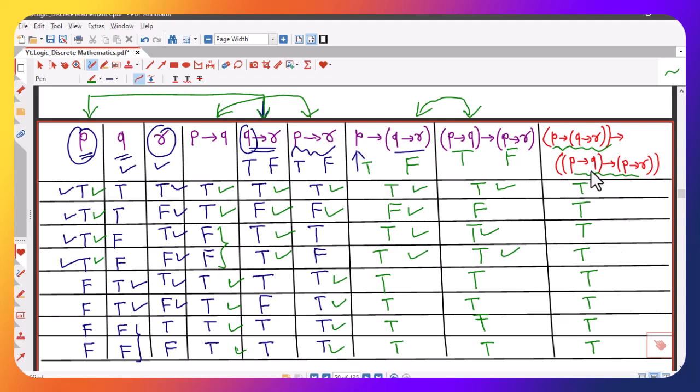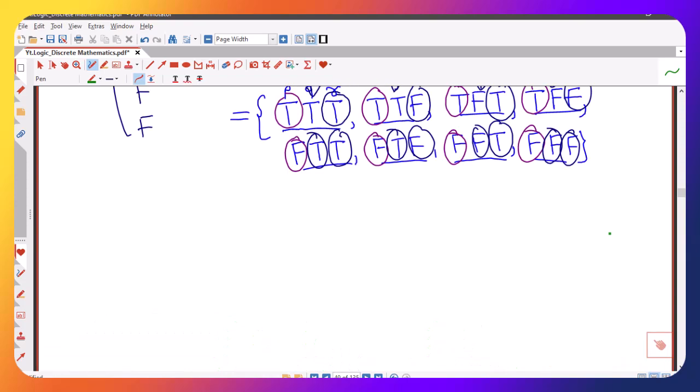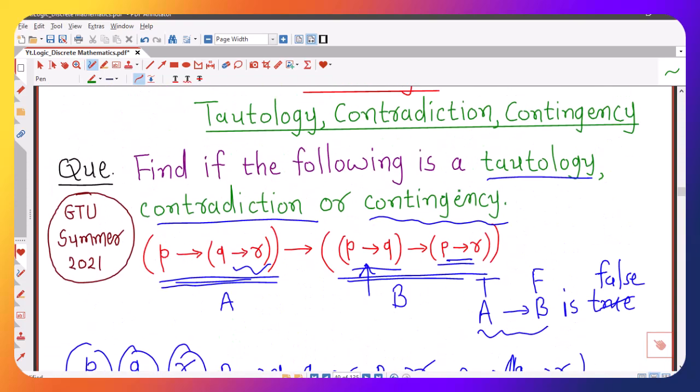And we can now see that the column corresponding to this implication has all the truth values equal to T, or we can say that this statement formula is always true whatever the possibilities for P, Q and R are, irrespective of the possible values of all these statement formulas which occur in this last formula. This is always true, therefore we can say that this given statement formula is a tautology.